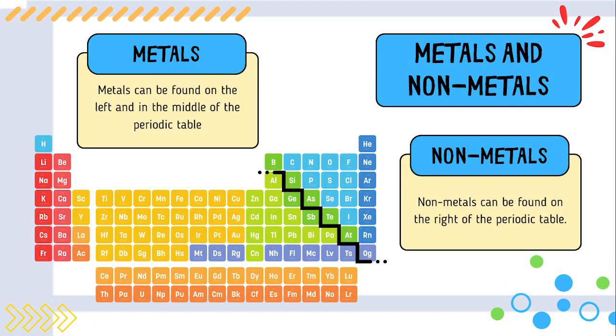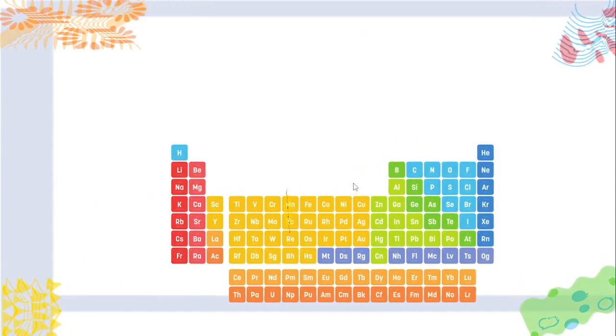Right. Elements are grouped basically into two: the metals and non-metals, though we have others like transition metals and so on. But basically, we have the metals, which can be found on the left and in the middle of the periodic table, around this area, the left hand side here, and the middle of the periodic table. And we have the non-metals that can be found on the right of the periodic table. These are the non-metals.